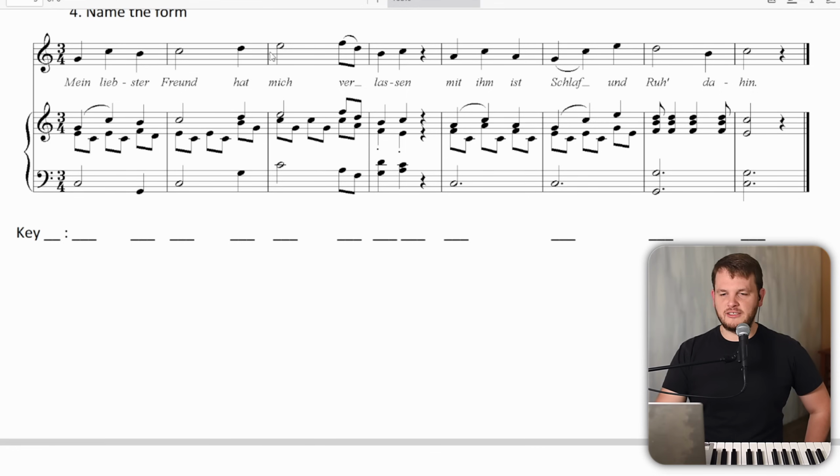I think that means, correct me if I'm wrong, Germans, my dearest friend has left me. "Hat mich verlassen", verlassen, has left me. With him is rest and peace, like within him there's rest and calmness or peace. I'm guessing so. You can fix my translation down in the comments.